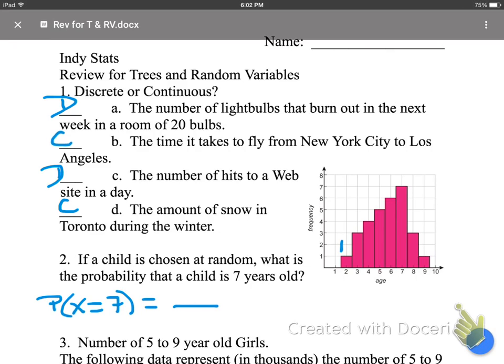So this is 1, 3, 4, 5, 6, 7, 3, and 1. So let's add this. 1 plus 3 is 4, plus 4 is 8, plus 5 is 13, plus 6 is 19, plus 7 is 26, plus 3 is 29, plus 1 is 30. So there's a total of 30 people represented in that histogram, and they want to know about number 7, so it is 7 divided by 30.